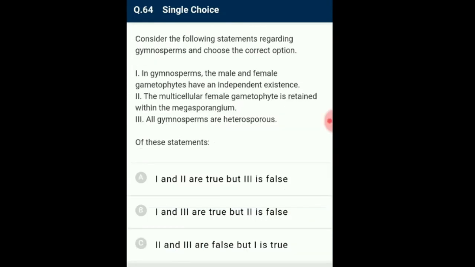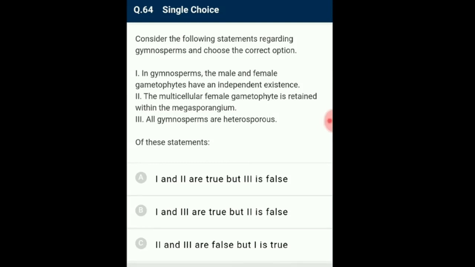Question number 64. Consider the following statements regarding gymnosperms and choose the correct option. Gymnosperms are plants with naked seeds, commonly called phanerogams without ovary. These plants show heteromorphic alternation of generation, where the sporophyte is diploid, dominant and independent, while the gametophyte is haploid, recessive and dependent. Gymnosperms are heterosporous as they produce microspores in microsporangia and megaspores in megasporangia.